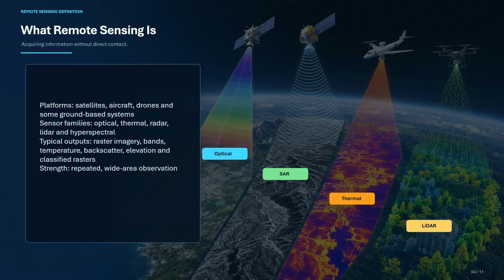Optical sensors capture visible and near infrared information. Radar sensors send signals and measure the return. Thermal sensors measure surface temperature, and LiDAR sensors create very detailed elevation or 3D information. The result is usually raster data, meaning pixels with values. These values can later become vegetation maps, water maps, temperature maps, elevation models, or land cover classifications.